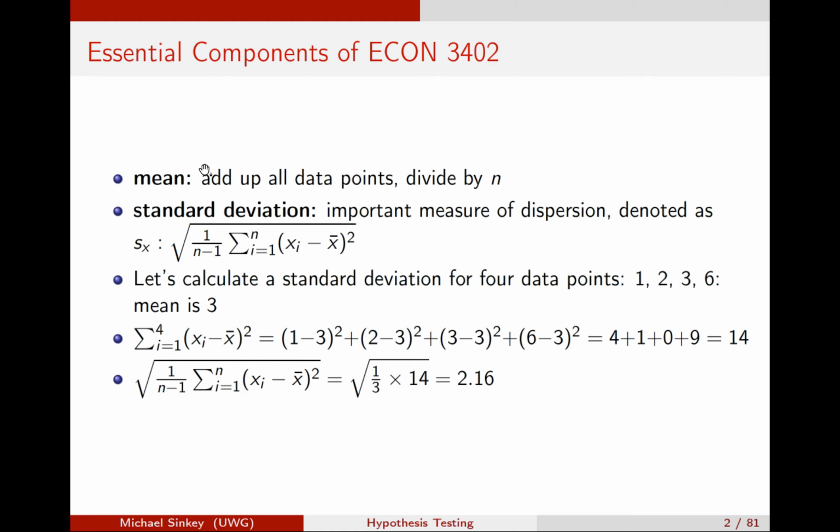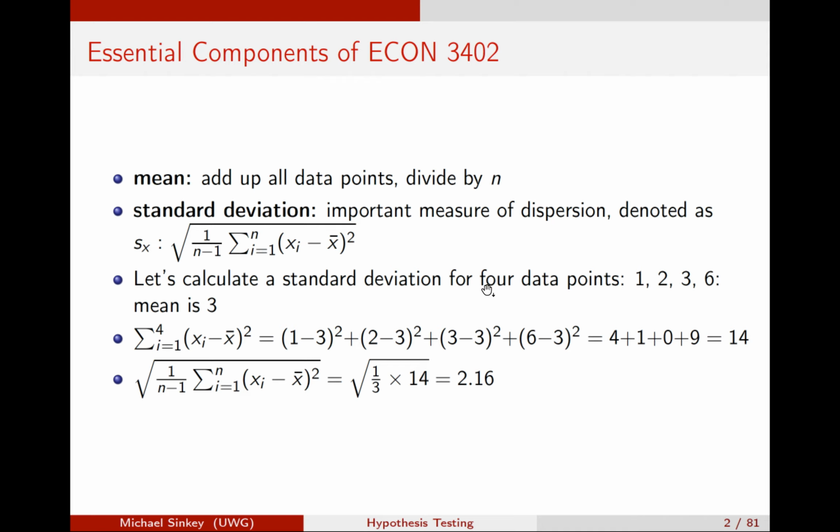For the mean, you add up all of the data points in a data set and you divide by n. N is the number of data points. So n is a description, it's a count. And so let's just say I have 4 data points like the third bullet point here. The data points are 1, 2, 3, and 6. Well, I add them all up. 1 plus 2 is 3, 3 plus 3 is 6, 6 plus 6 is 12. I divide by n, which is 4, to get a mean of 3.